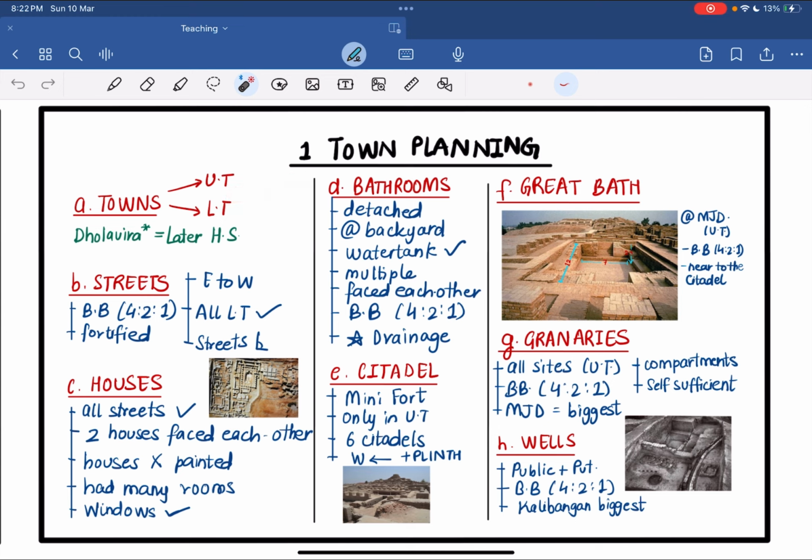Now, this is why Dholavira might have been a later Harappan site. This is what our historians extrapolate, that only because it's also got a middle town, maybe it's a newer addition to the Indus Valley Civilization. Coming to the streets: they were oriented from east to west. All lower towns had streets. Streets were cutting each other at virtually right angles.